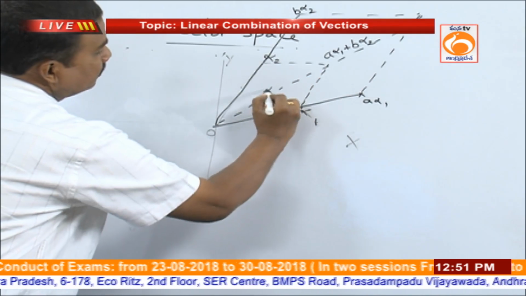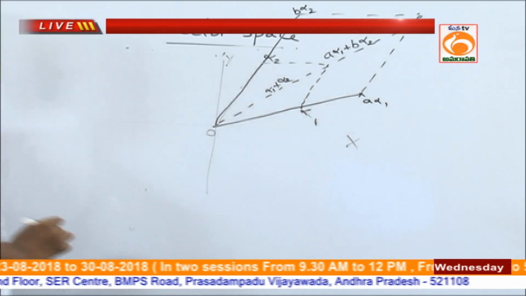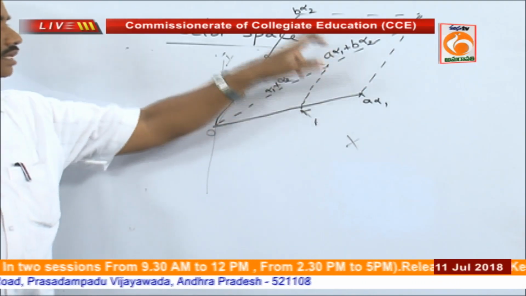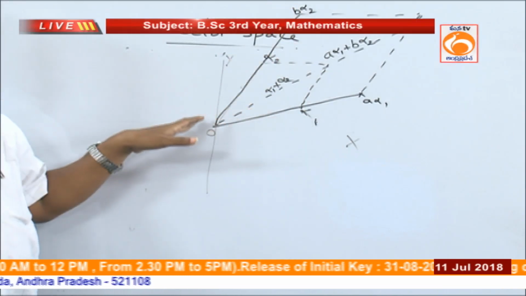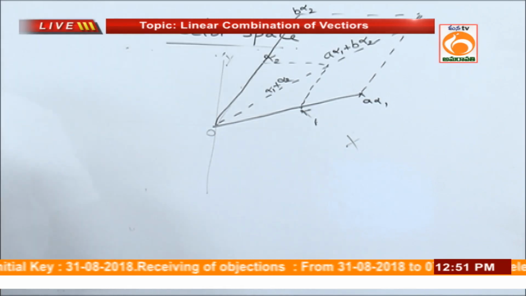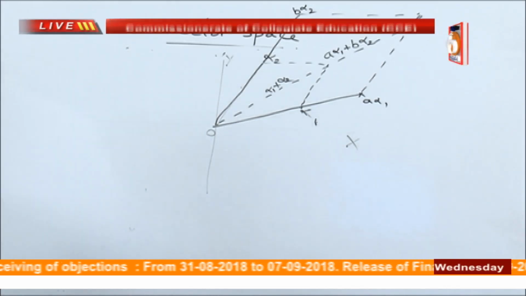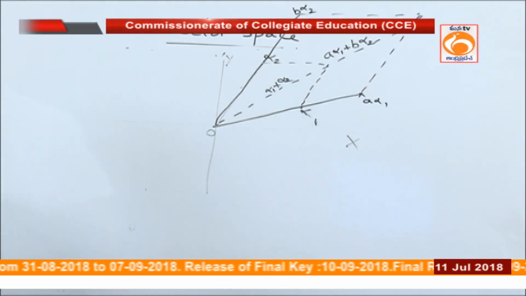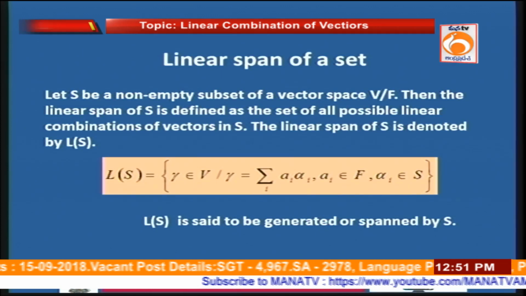So, this is alpha 1 plus alpha 2. Whatever A value you take and whatever B value you take, the linear combination has to lie on the same vector alpha 1 plus alpha 2. That is why it is called linear combination. Okay. So, this is the definition of linear combination of vectors, and we have linear span also, all possible.